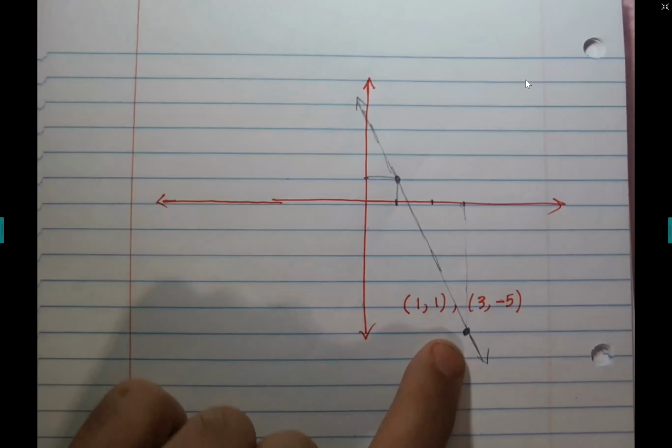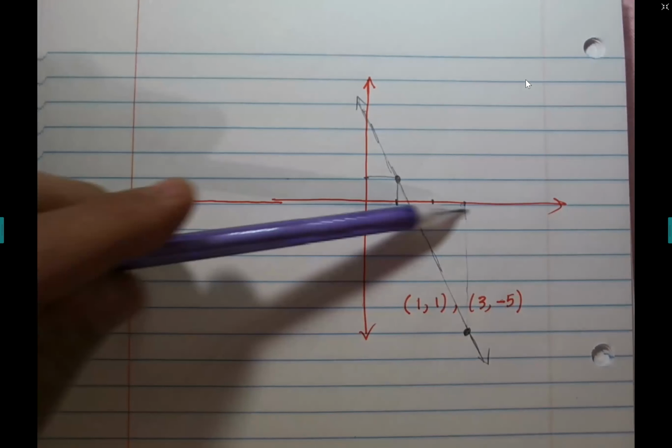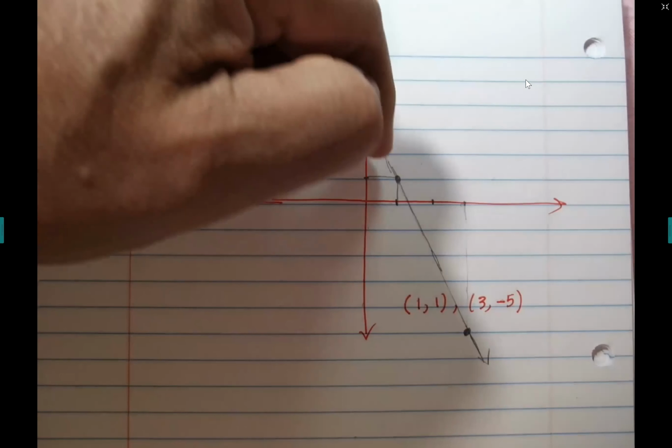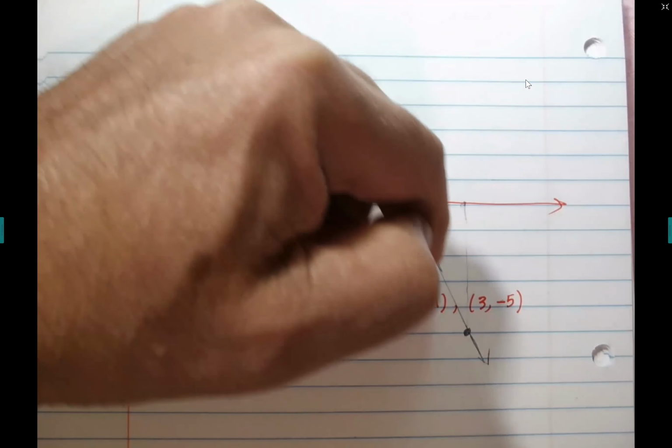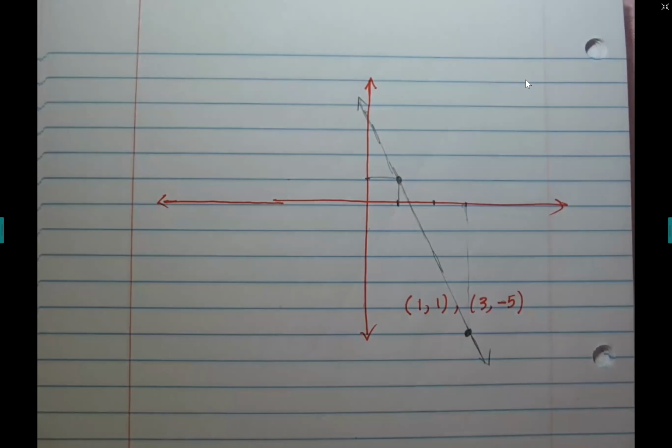That's the line. What do you notice, guys, as x increases now? What's happening to the y? As we move to the right, what's happening to the y? You see, it's not going up vertically, it's going down vertically, so the y is decreasing. So this is an example of a line where as x increases, y decreases. And the previous one was an example of a line where as x increases, y increases as well.